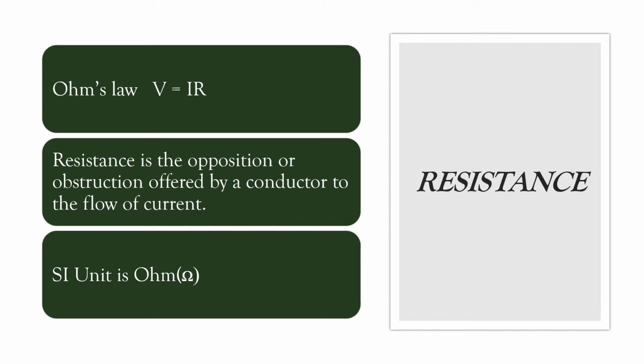Resistance literally means opposition, and in this case it is the opposition to the flow of current. It is a physical quantity and we can measure it using a multimeter. Its SI unit is ohm. Now what is the cause of this resistance?